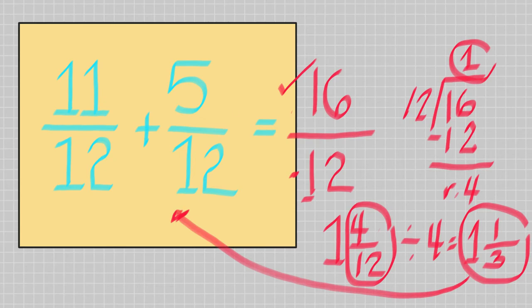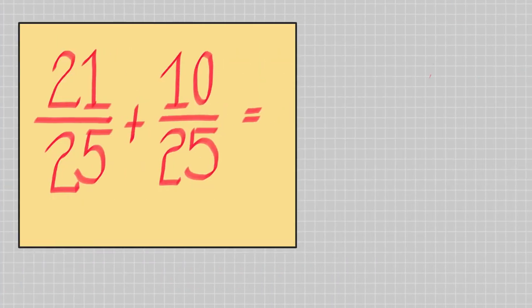Now let's move to another example. Again, students, viewers, take note. If the fractions are similar, if they have the same denominator, all you need to do is to add the numerators right away. 21 plus 10, and that gives you 31. Simply copy the denominator, which is 25.